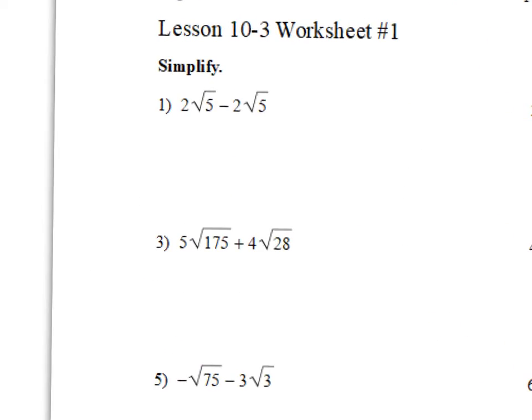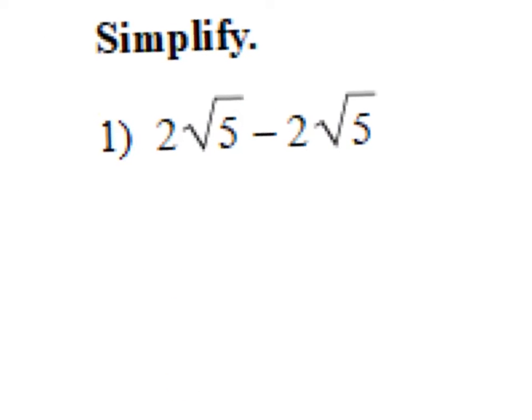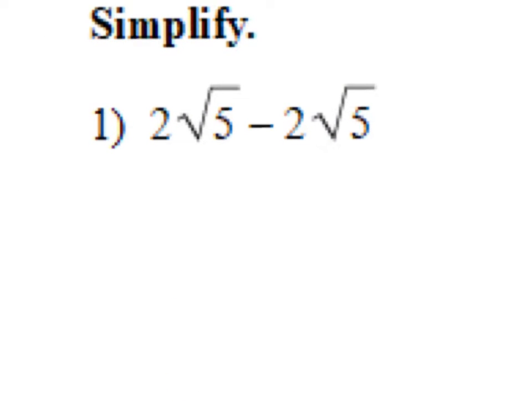Right, so this is going to be lesson 10.3, worksheet number 1, answer key. All right, so the first thing I'm going to do on this is just combine like terms. Oh, right off the bat here. All right, so 2 minus 2 is 0. So technically you have 0 root 5, which is just really 0. 0 times anything is 0.